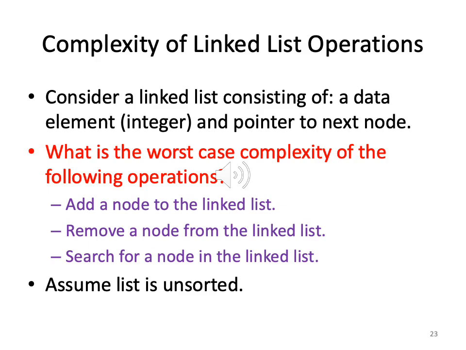Maybe the first node has data element value 5, the next node has value 1, and the third node has value 10. So those nodes can be arranged in any random order with respect to their data elements. Now for an unsorted linked list, what is the complexity of add, remove, and search operations?